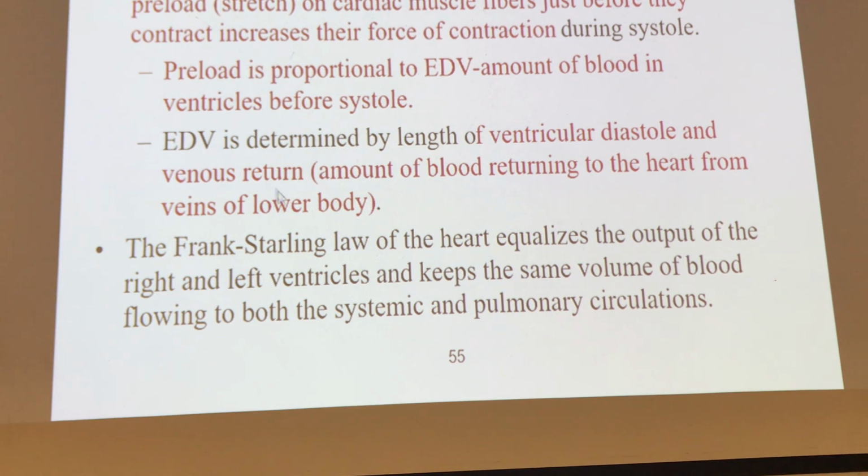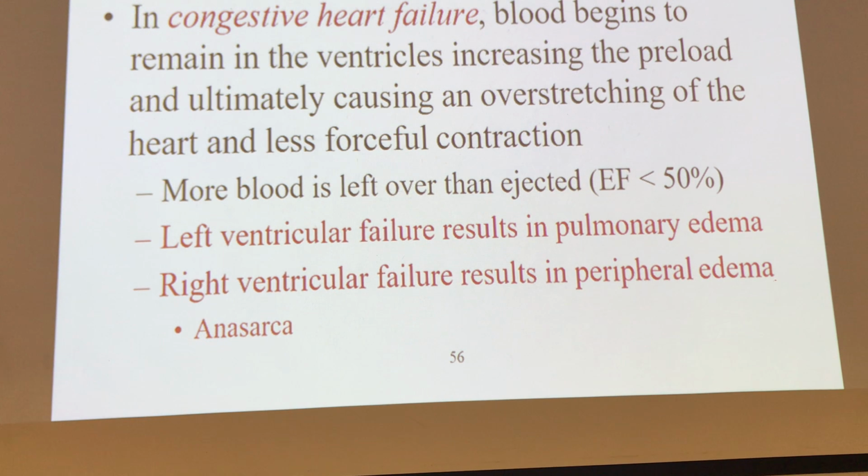So the more venous return, the more blood volume that enters the heart, the greater the stretch, the greater the ejection. Perfect. Right? Afterload: pressure that must be overcome before a semilunar valve can open. So high afterload is bad. That means that you have a greater pressure to overcome to just open the valve.